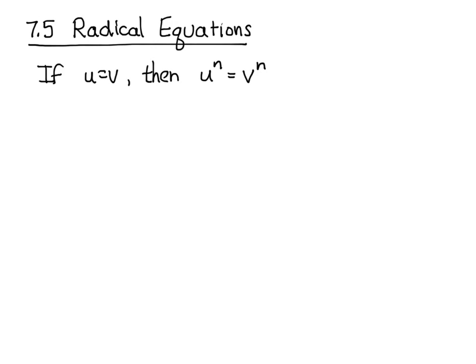We have this property that if we have two things equal to each other, we can take both sides to any power that we want. And that's going to be useful when u or v involves some radicals, because then if we have something like the square root of 2, then we can square it and eliminate the radical. So just as a little warm-up, why don't you try solving that one?